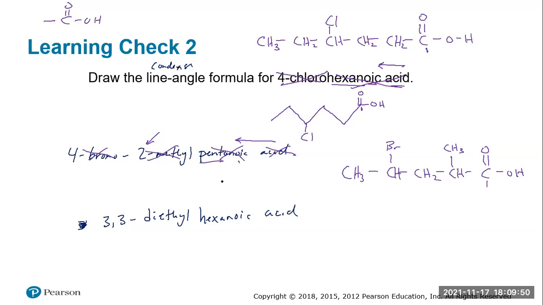If we're going to line structure this guy, it's kind of the same idea. 1, 2, 3, 4, and 5. Again, we would want to put our carboxylic acid group at the end. That would be carbon 1. Carbon 2 would have a methyl group, just a single line. And carbon 4 would have a bromine group. Any questions on either of those two?